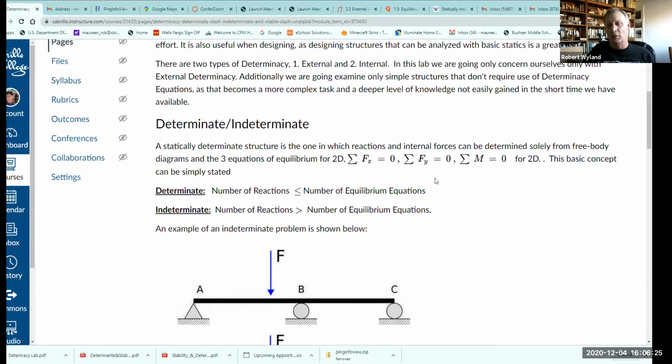So in this lab, that's basically what we're doing. It's either determinate or indeterminate, and it's based on the number of reactions and the number of equilibrium equations you have. In this lab, we're only going to be looking at 2D problems. When we start looking at things like trusses and frames, just so you know, there would be something called equations of determinacy, and you would have to count the number of joints and the number of members, the number of reactions, and the number of loads, and then you would plug that into a calculation, and that would determine this for you.